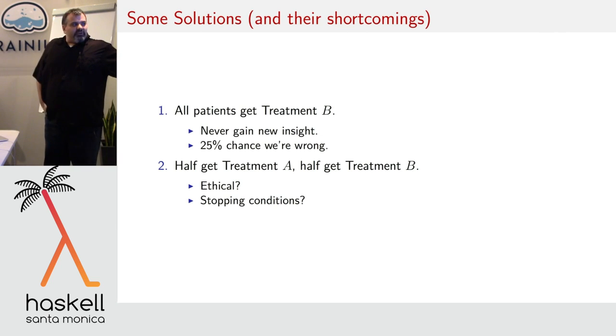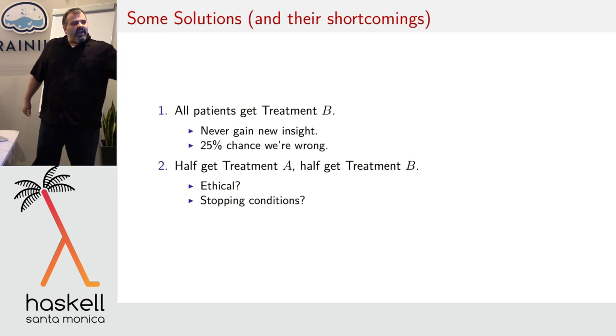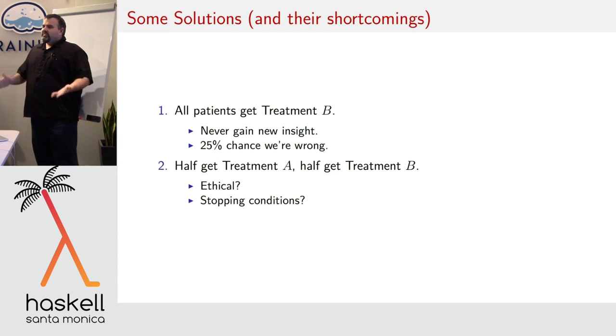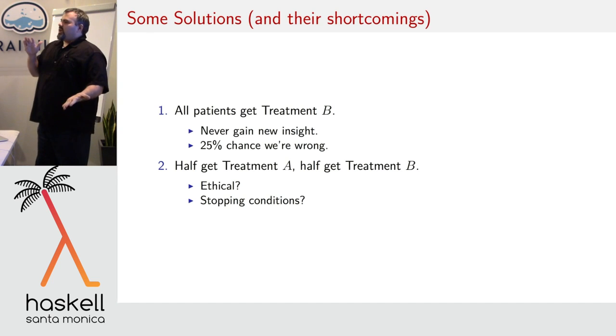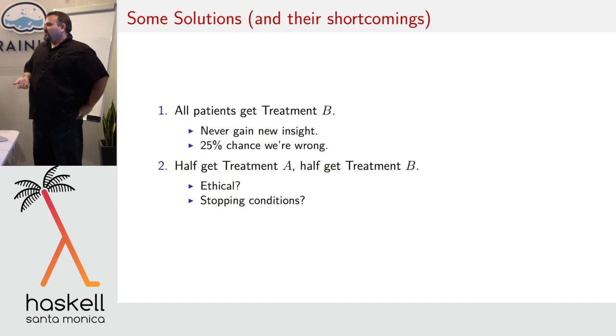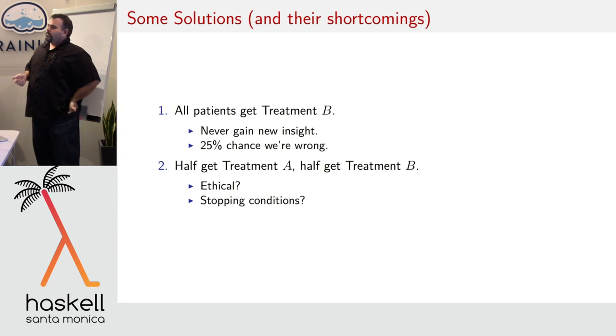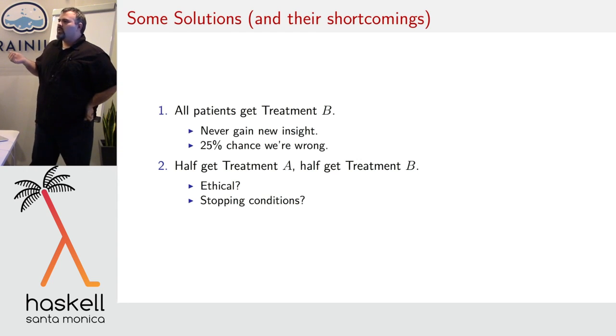Splitting people up 50-50. Is this ethical? If you think that treatment B is better, shouldn't you be giving people treatment B? And when do you stop? When is your confidence high enough? Do you wait until your confidence is 90%, 95%, 99%? All of those are arbitrary numbers. Why not 99.9? Why not 80? So when do you stop?